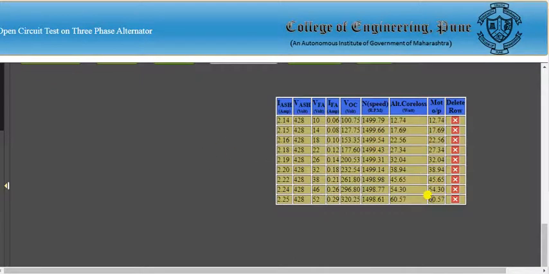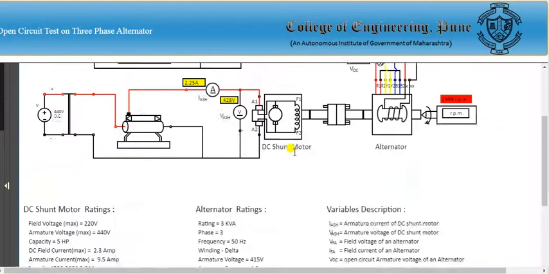Now you can see here the motor output column, then the column of alternator core loss. Speed is there. Open circuit EMF keeps increasing, currently it is 320 volt. You can see here DC voltage and DC current fed to the motor, and this is the field current and field voltage. Field current is 0.29 and field voltage is 52 volt.